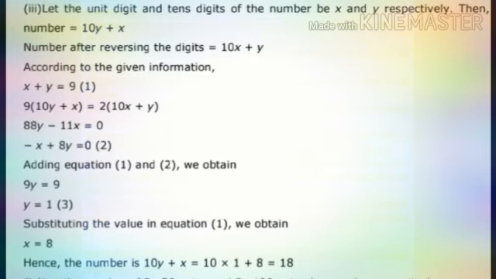Now we have to substitute this in the number that we have considered. In the starting we have written that the unit digit and tens digit of the number be x and y respectively, then the number is 10y plus x. So here we have to substitute the values of x and y, and finally we will get the answer.